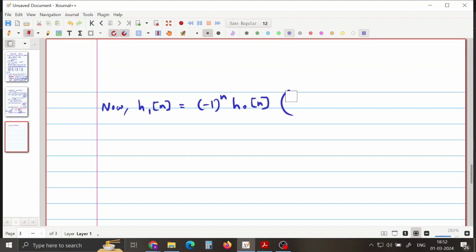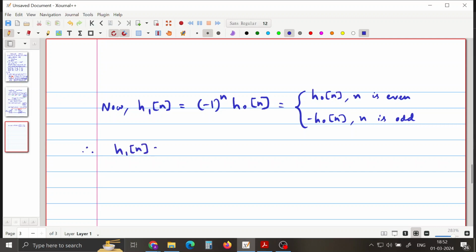So this you can also express as the same as h naught of n when n is even, and it is simply minus of h naught of n when n is odd. So therefore clearly our h1 of n would just have alternating minus signs. But the magnitudes of the coefficients remain the same.